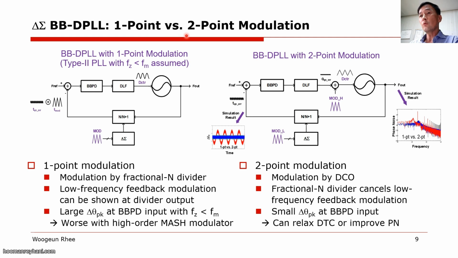With 1-point modulation and 2-point modulation, if the modulation data rate is much lower than the PLL bandwidth, in the linear PLL, 1-point modulation and 2-point modulation do not make any difference. But in the bang bang DPLL, you will see a clear difference, and I'll explain why.